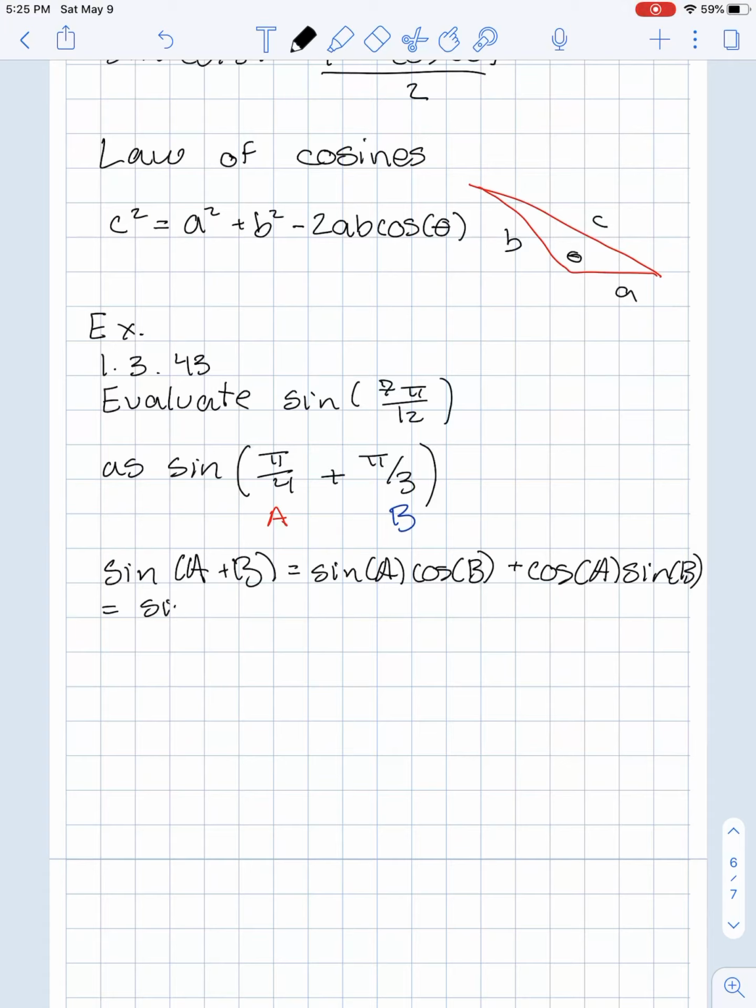All right, so A is pi over 4. So this is going to equal sine pi over 4 cosine pi over 3 plus cosine pi over 4 sine pi over 3. Beautiful.